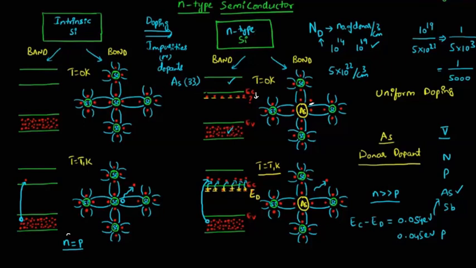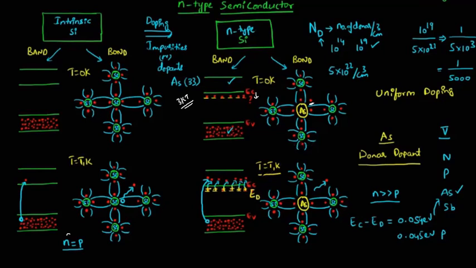So this energy level is due to the electrons of the donor atom, which is a bit below the conduction band, and this energy is almost around 3 kT. Right, everyone? Now this is at T equal to 0 Kelvin. What will happen if we increase the temperature?